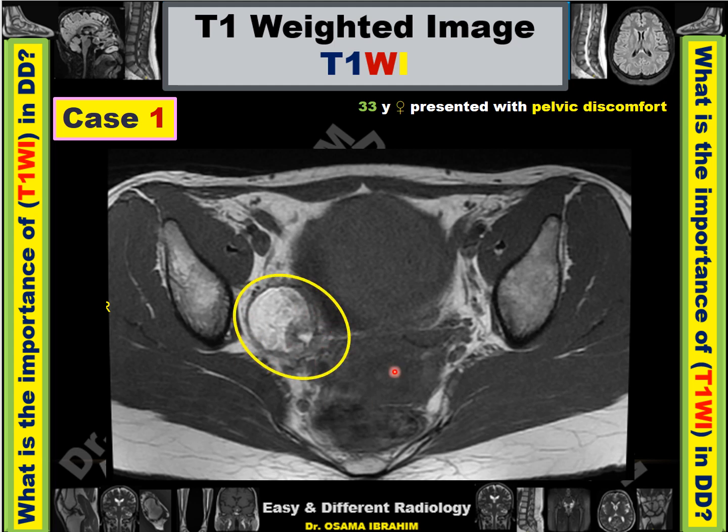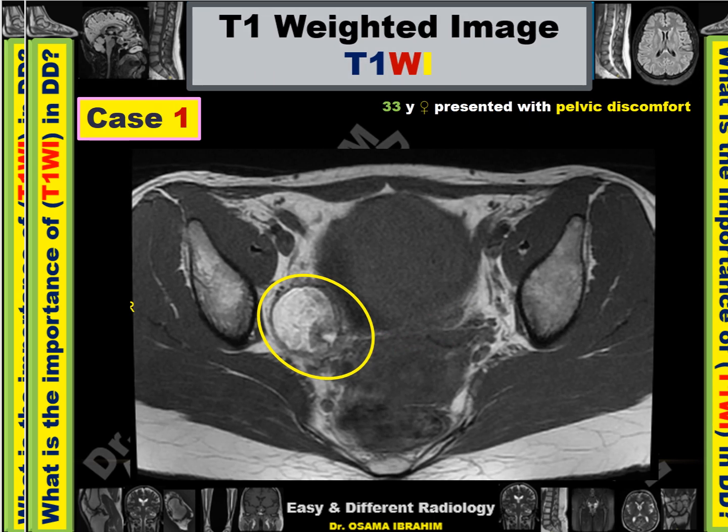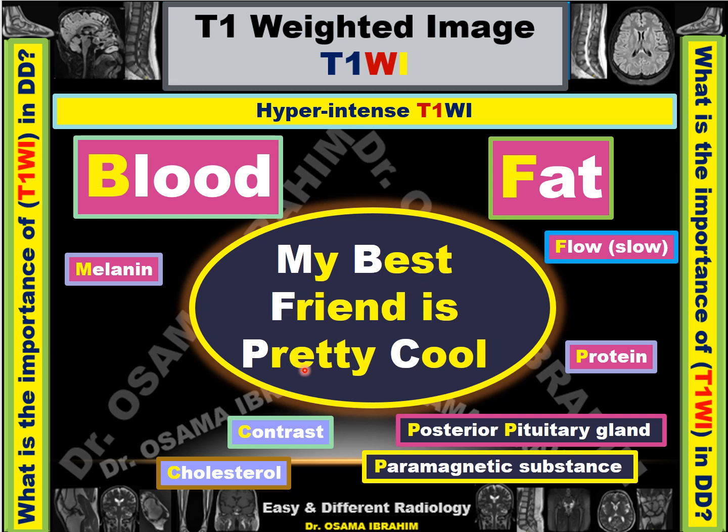If I am presented with high signal on T1, I will go to my differential diagnosis, which is "my best friend is pretty cool": blood, fat, flow, protein, posterior pituitary gland, paramagnetic substance, contrast, cholesterol, and melanin. All these can cause high signal in the T1.